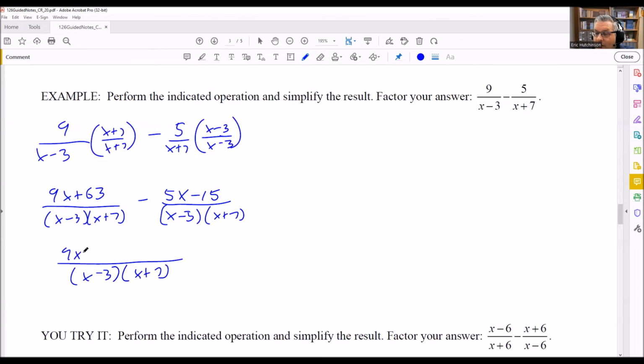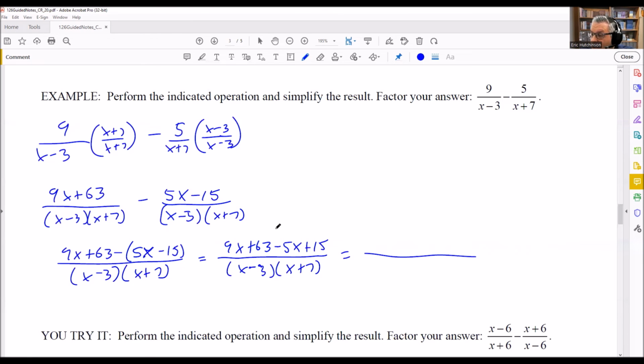On top, I have 9x plus 63. Remember, you're subtracting the entire thing. So I'm subtracting this whole thing, 5x minus 15. This is where I'm now going to distribute the minus sign. So I'll do that in my next step here. So I get 9x plus 63 minus 5x plus 15. In the bottom, I have x minus 3, x plus 7.